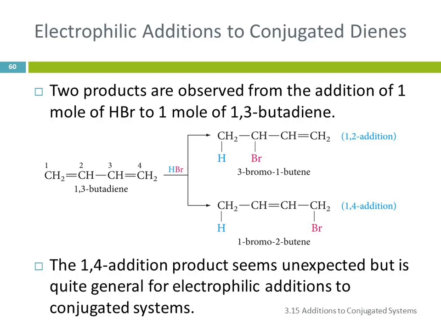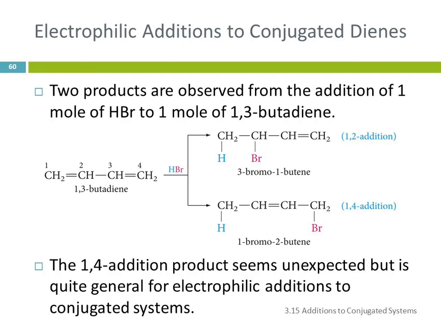Well, we see two different products if we add 1 mole of hydrogen bromide to 1 mole of 1,3-butadiene. We see a 3-bromo-1-butene, and we see a 1-bromo-2-butene. The first one is the result of an addition to the first and the second carbon. And the second product is an addition to the first and the fourth carbon.